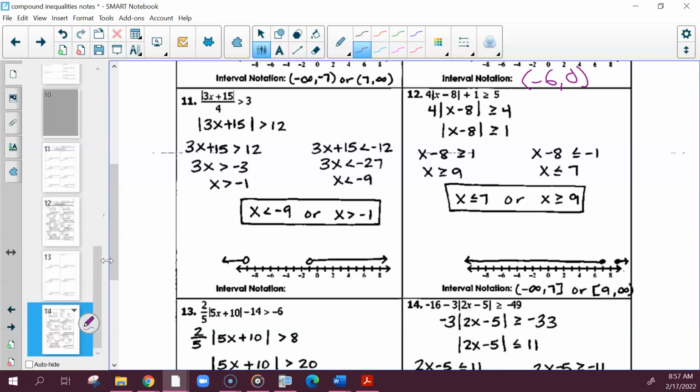Then from there, this is an or. So keep this one the same. Make this one less than or equal to with your negative. Add 8 on both sides. And you get x is less than or equal to 7, or x is greater than or equal to 9. These should be closed circles going away from each other. And then square brackets at the numbers.